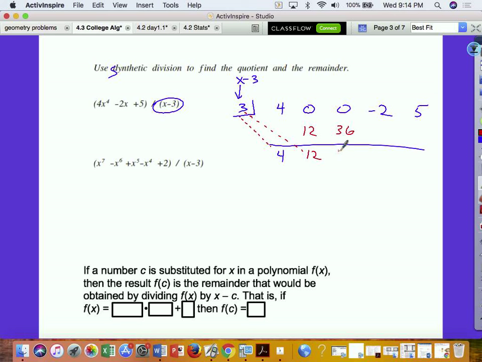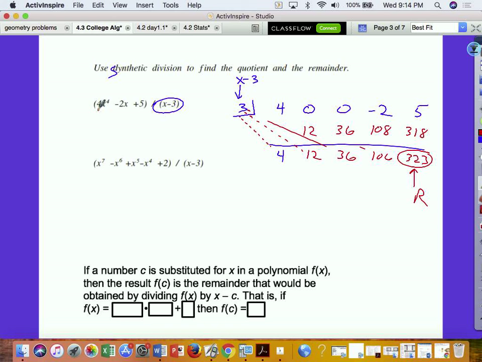You're going to add these. That's an easy one. And now you're going to multiply. So it's always add and then multiply. Add and multiply. So that would be 108. Numbers are a little bit big here. Won't always be that big. Now we add. Now we multiply. And that would be 318. And then we add. And that's your remainder. So I always circle that remainder. That's your remainder. So now we've got to figure out what the expression is.